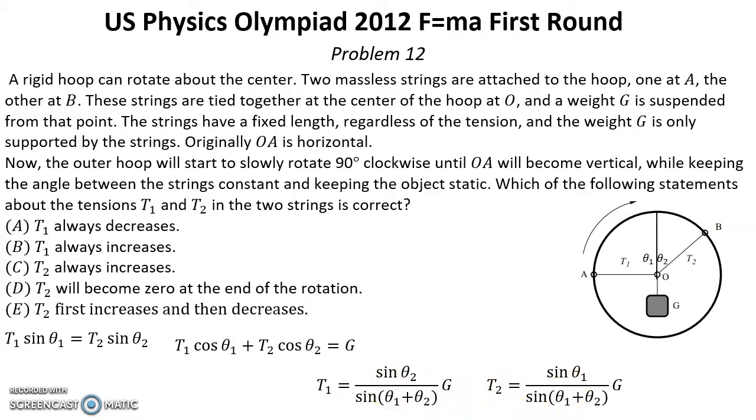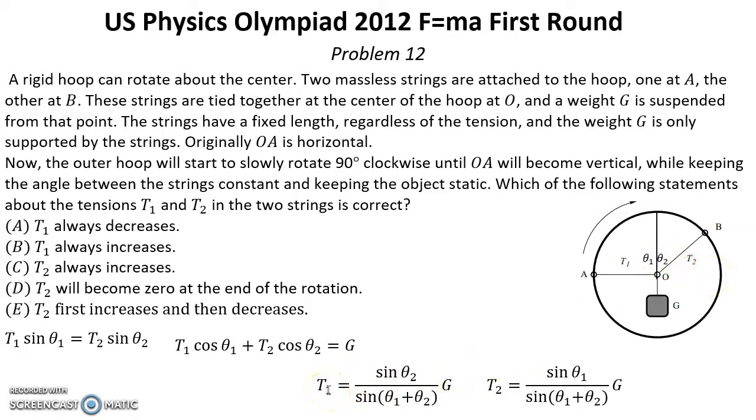Let's investigate them. We have in the denominator sine of (θ1 plus θ2), and this is constant. And this sign is also positive, because the angle lies between pi over 2 and pi.